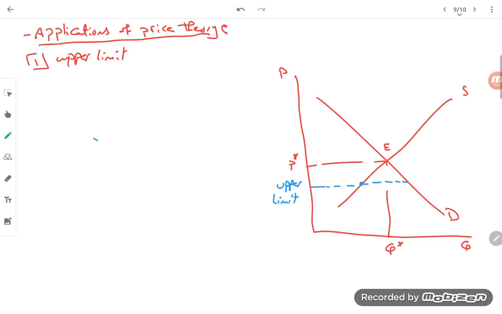At this price, the demand curve should be at this level. But actually, this is the demand curve. So there is excess demand in this case, which is the difference between demand and supply. So there is excess demand.